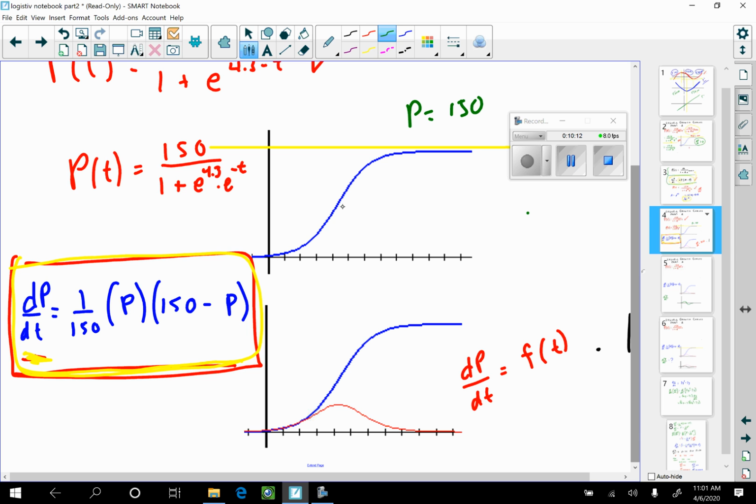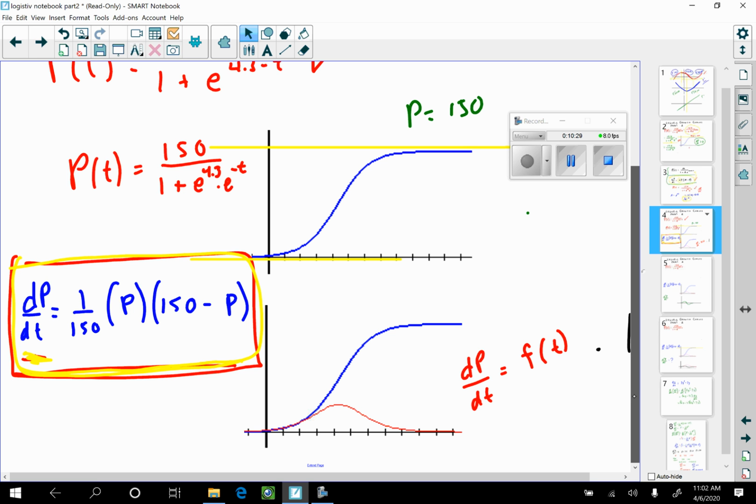And again, look at this. The derivative is 0 again when the population is 0. It's going to start off at 0, going to go like that. It's always increasing, so the derivative is always going to be positive.